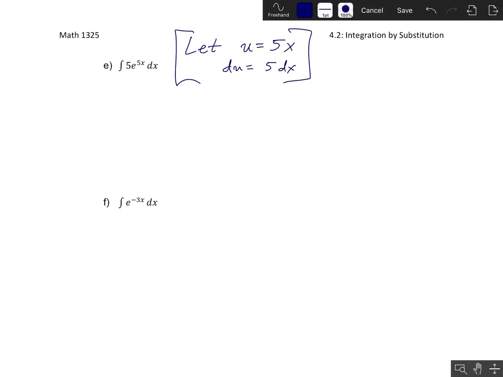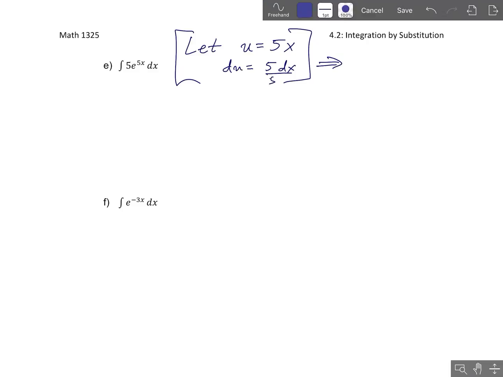Now, let's say that we didn't have this 5 sitting out front, so ignore the 5 for now. Let's just say that we were integrating something like e to the 5x dx. What we're trying to do is get rid of this dx and replace it with something that only depends on u. So to do that, I could try getting this dx by itself in this equation. In order to do that, I could just divide both sides of that equation by 5.